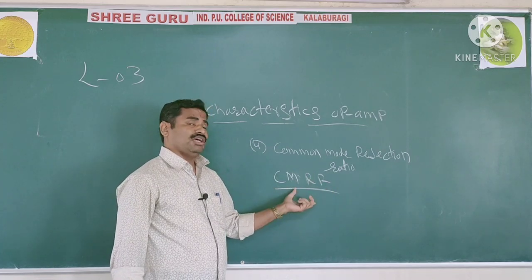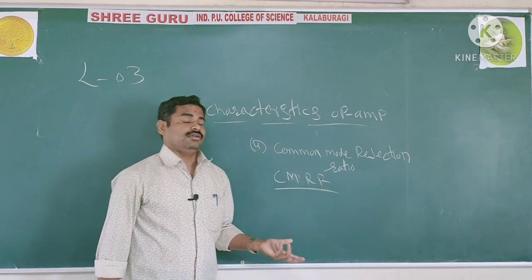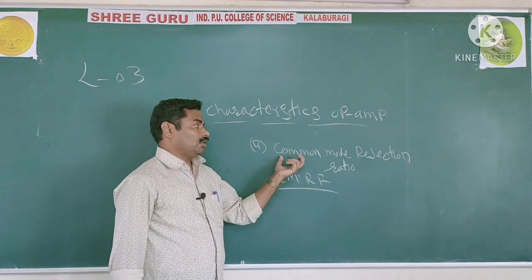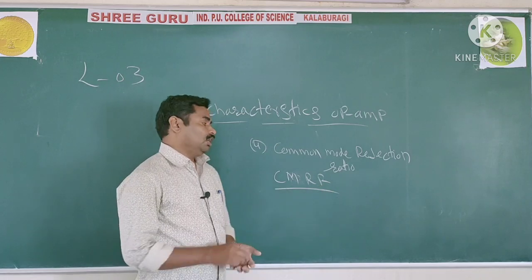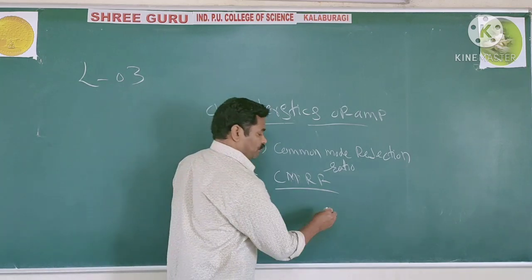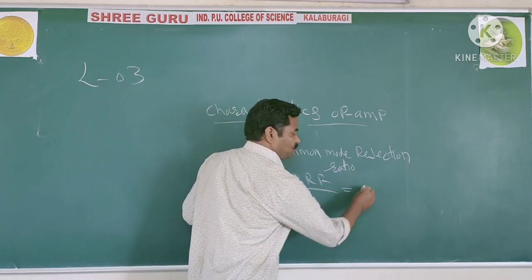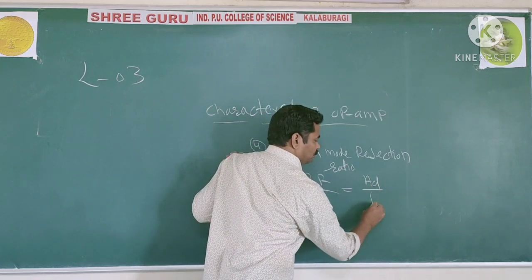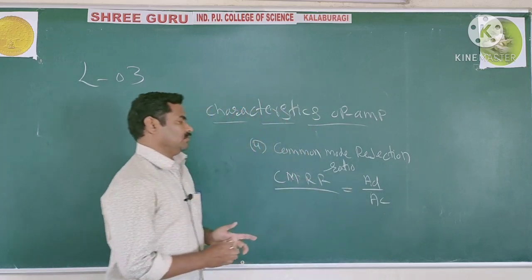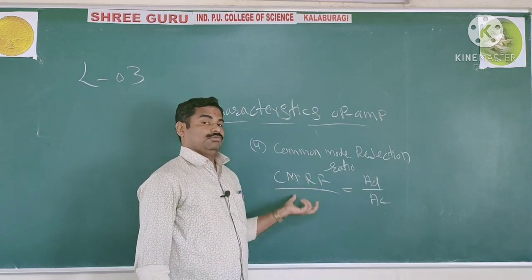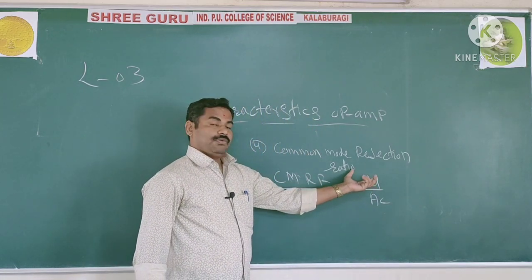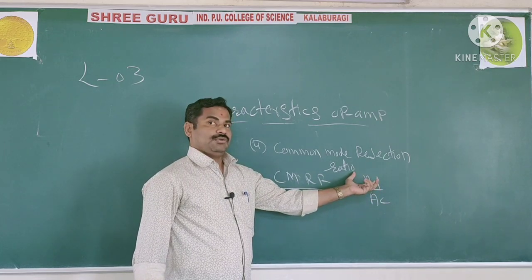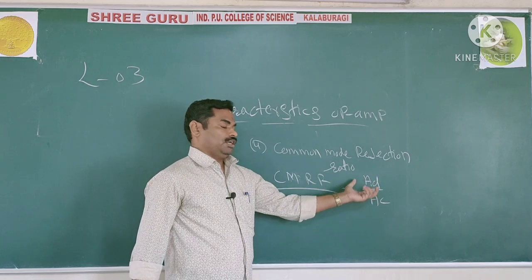And they will ask you one more question: define CMRR. CMRR is nothing but common mode rejection ratio. And how can we define it? It is the ratio of the differential gain Ad to the common mode gain Ac. That is nothing but your CMRR.